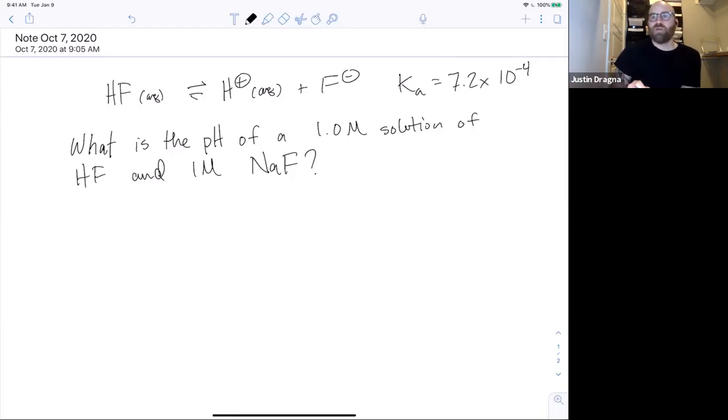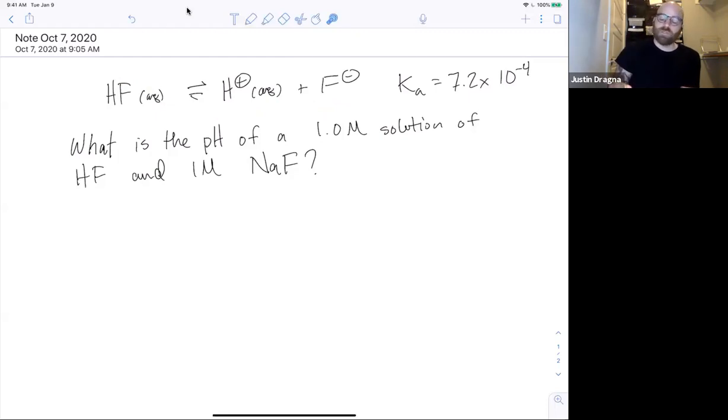So what is the pH of a 1 molar solution of HF and 1 molar sodium fluoride? What is special about this problem is that typically we're starting with just the acid, and we're making a solution of acid. What's ultimately going to be our hydronium concentration? That's how we figure out our pH.